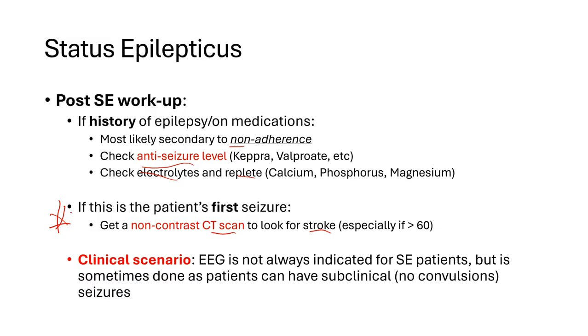For real life clinical practice, EEG is not always indicated for SE patients. But sometimes this is actually done, as some individuals can have what is known as subclinical seizures, seizures that do not present with those typical tonic-clonic convulsions. As I mentioned before, SE can present with any seizure subtype.